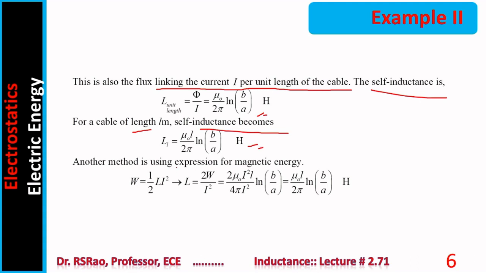Another method is also there, that is using the expression for magnetic energy. Magnetic energy is half L I square, so L is 2W by I square. Using this relation also one can compute it. It gives the same result as given by the earlier method.